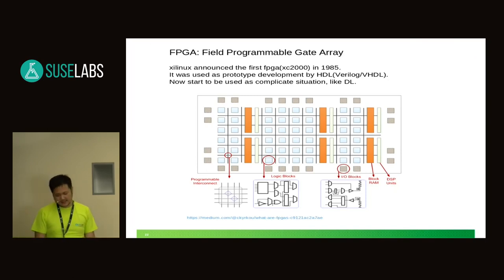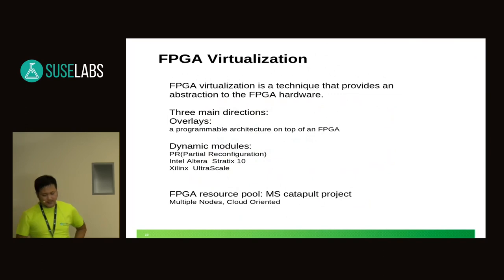And the first one, actually it's quite old, too. It was first introduced by Xilinx from 1985. And usually they're using it for the prototype development for those kind of chip companies. And now with the OpenCL support, it has more purpose there.